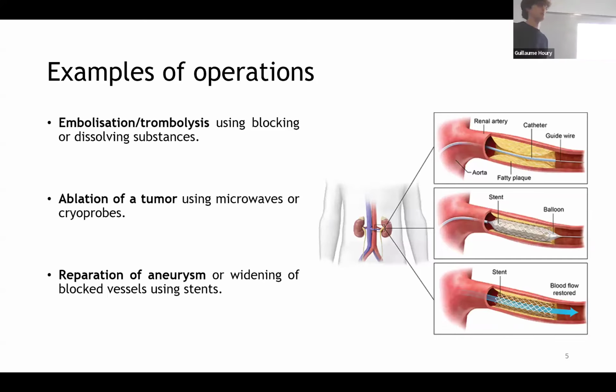Or finally, it can be used to repair an aneurysm or to consolidate the blood vessels and restore the original blood flow by pushing stents, which are kind of metallic grid structures, that will be introduced in a targeted location with this catheter, and then a small balloon will inflate the structure, giving it its final shape.